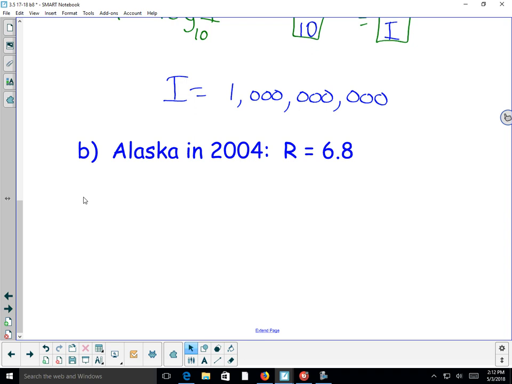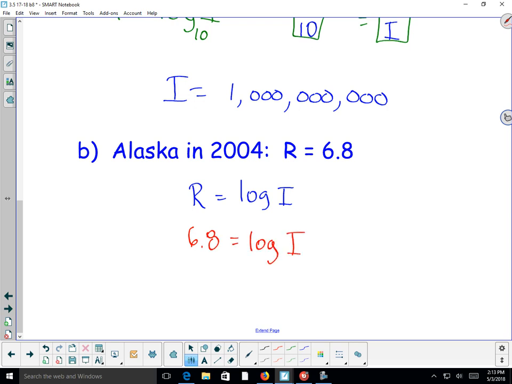How should we set this one up, Logan? So you've got to replace R with 6.8. So we're going to have 6.8 equals log I, and then what? Log is to the base 10, so I rewrote it in exponential form: 10 to the 6.8 power equals I. 10 to the 6.8 is equal to I. All right, and when you do that on your calculator, I turns out to equal what?